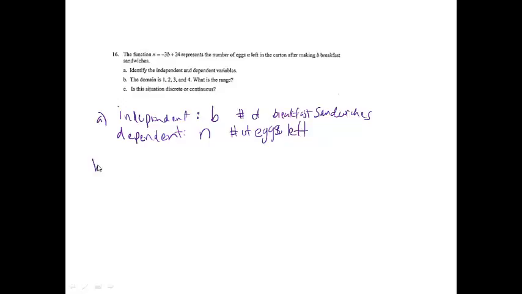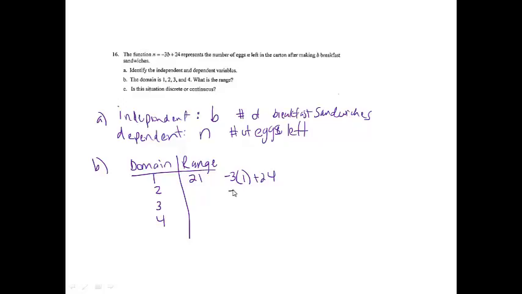Okay, now B, it says the domain is 1, 2, 3, and 4. What is the range? Well, I'm going to make a little chart to help me out here. So the domain is what I put in, and the range is what I get out. So if I put 1, 2, 3, 4 into that function, we just want to figure out the range. So if I put 1 in for the b, I'd have negative 3 times 1 plus 24. And negative 3 times 1 is negative 3 plus 24 is 21. So I'd have 21 eggs left.